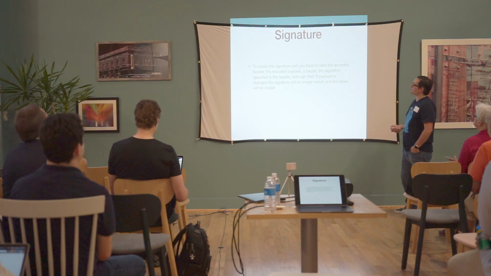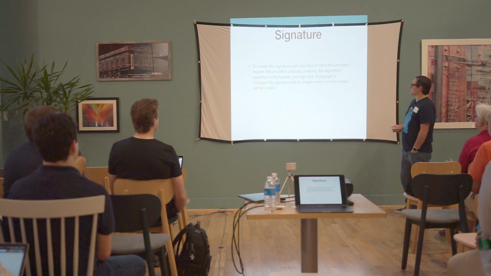The third part was the signature, and to create the signature, you have to take the encoded header, the encoded payload, a secret, and the algorithm specified, and you sign that. The secret is the secret to making this all work. So unless someone knows the secret, they can't change the payload even if they know what it is, because as soon as you change the payload, the signature won't match any longer.